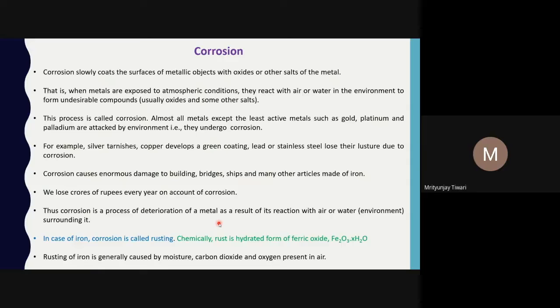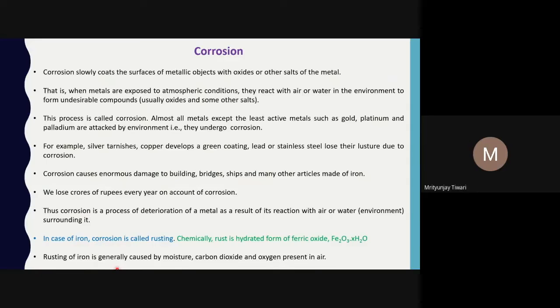Corrosion is a process of deterioration of a metal as a result of its reaction with air or water. So it's a deterioration of metal. And in the case of iron, corrosion is called rusting. Chemically, rust is a hydrated form of iron oxide, iron(III) oxide, which we also call ferric oxide. So Fe2O3 is the ferric oxide, and if certain water molecules, H2O, are present, we call it the hydrated form, not the crystallization form.